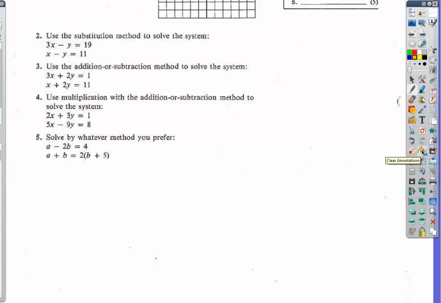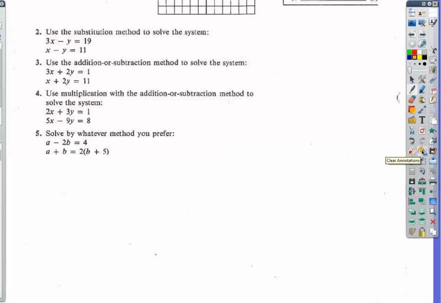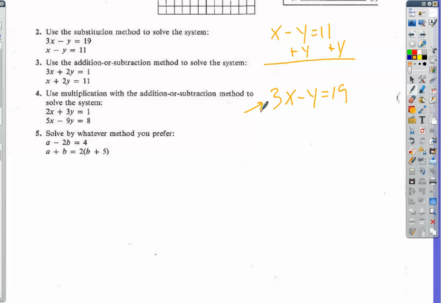Use the substitution method to solve the system. So I'm going to rewrite the system. So I have 3x minus y is equal to 19, and I also have x minus y is equal to 11. So I'm going to add y to both sides so I can isolate one of my variables. Now I could isolate any of the variables I choose, although I would not suggest isolating the 3x, because 3x obviously is going to give you fractions, right? So you get x is equal to 11 plus y, so then I plug this in.